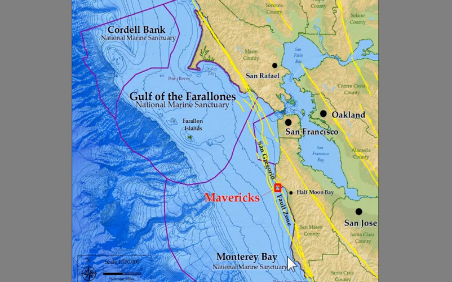Mavericks is located south of San Francisco, right here, off a point of land near Half Moon Bay in Central California. What I want you to do now is go look at the video called The Science of Big Waves, that is going to explain for you, among other things, why there's a big wave that forms here at Mavericks. The key is refraction.